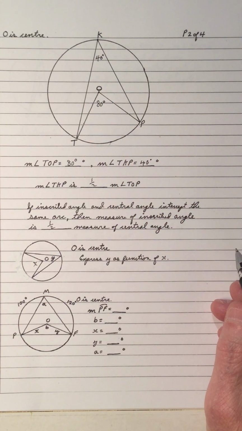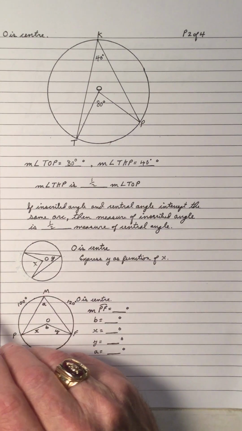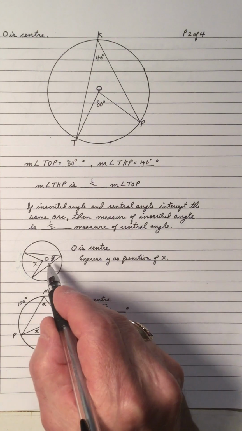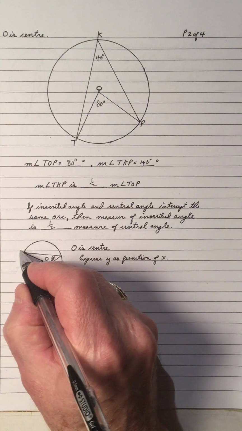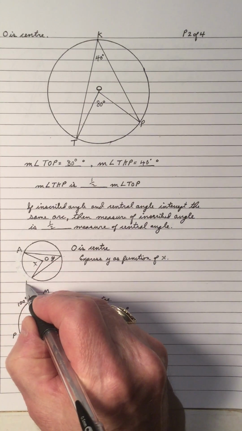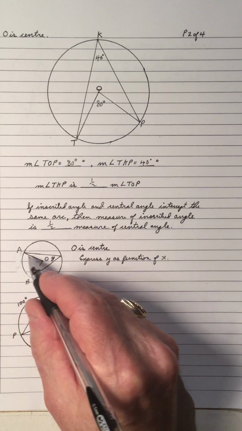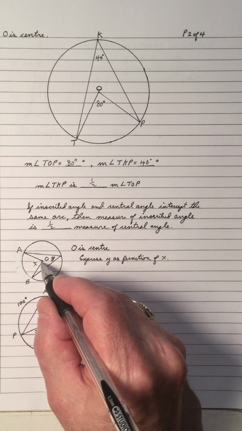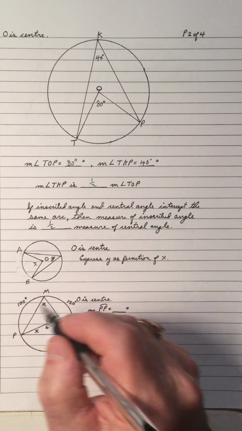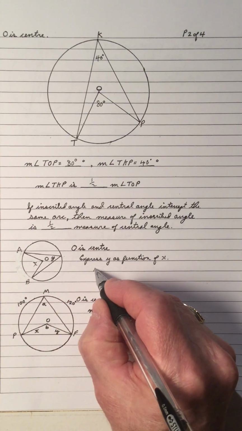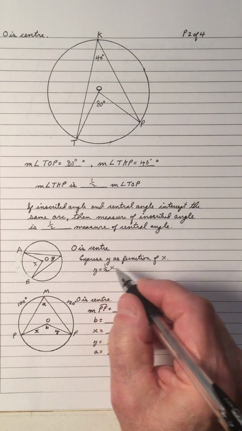So let's do some extra examples. We have a circle with center O. Express y as a function of x. Y is cutting off this arc, let's say arc AB. So the inscribed angle is cutting off the arc AB, and the central angle at O is also intercepting the arc AB. Both of them are intercepting the same arc, so the inscribed angle, which is y, is half of the central angle x. So y is a function of x.